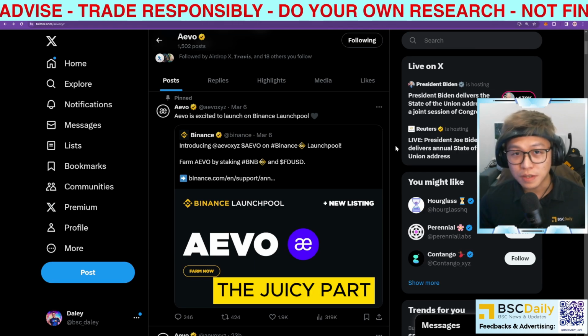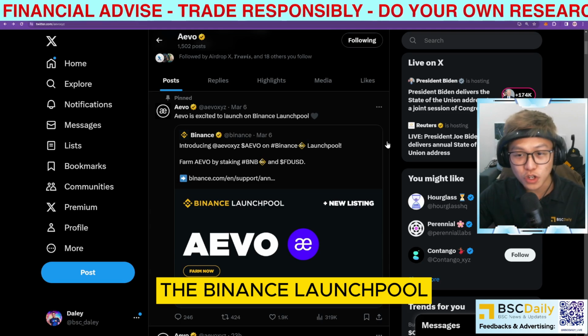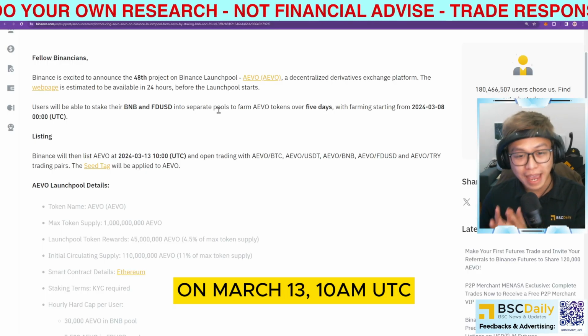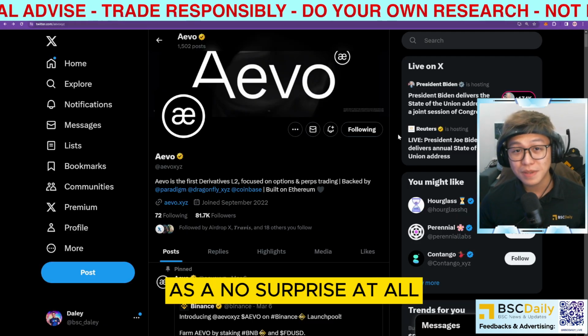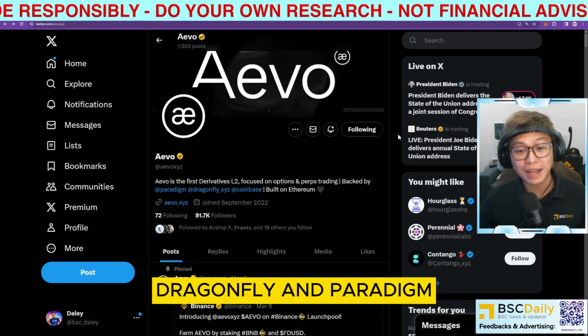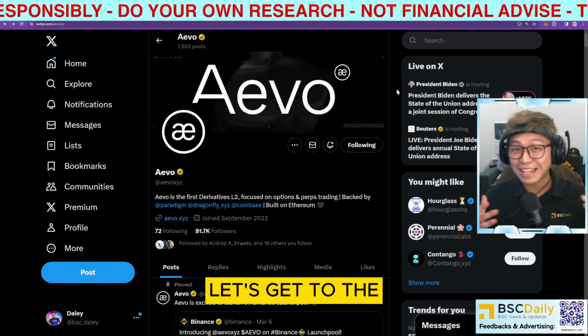And here is the juicy part. Recently, Aevo just announced that they'll be listed on the Binance Launchpool. And then Binance will list Aevo on March 13 at 10 AM UTC. This comes as no surprise to me at all because Aevo is backed by Coinbase, Dragonfly, and Paradigm, the best in the business. Alright, now that the intro is out, let's get to the airdrop farming.